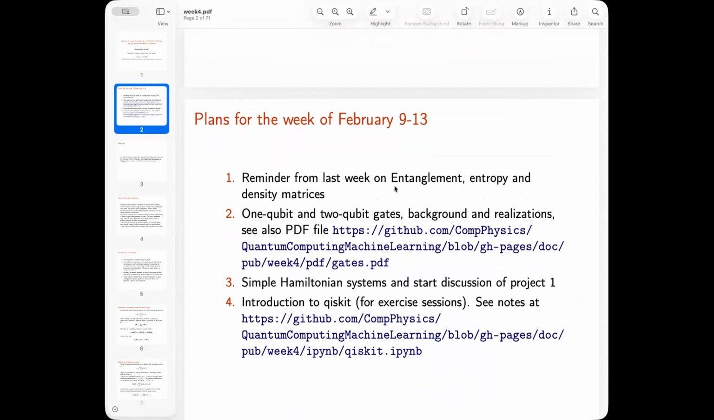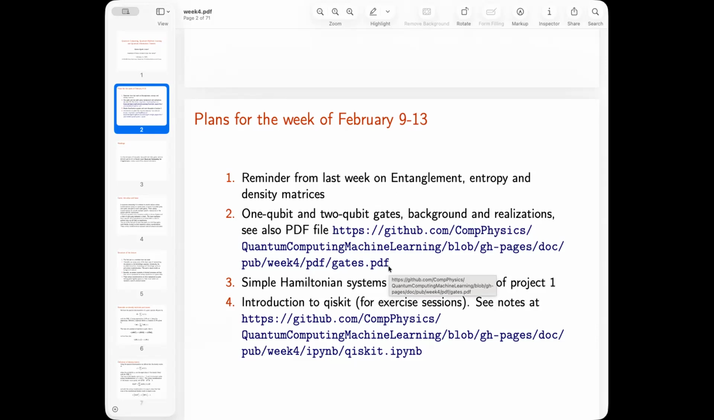And then we are going to dive into a discussion of 1 qubit and 2 qubit gates and how we can realize them, and how this links with project number 1. As I wrote to you as well, I have some additional material in PDF format on gates, but I will also go through that on the whiteboard.